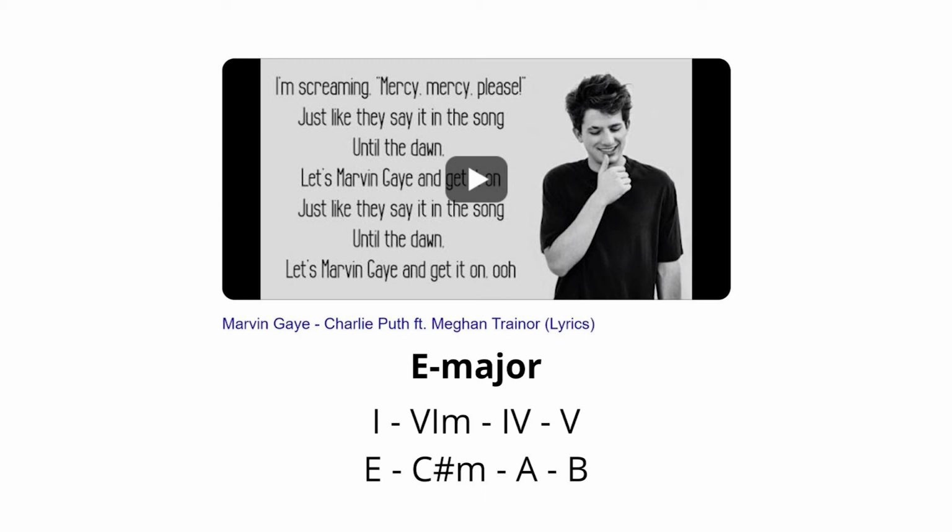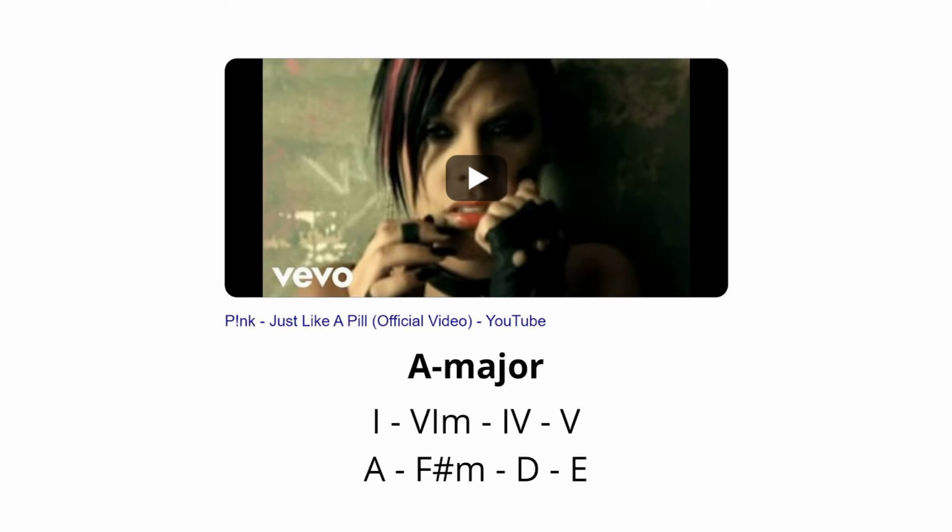They only use the doo-wop chord progression in the verse and in the chorus, but there is a different chord progression in the pre-chorus. Another example is the song Just Like a Pill by Pink. The song is in the key of A major, and they use the doo-wop chord progression in the verse and in the chorus. And just like in the previous example, the pre-chorus has a different chord progression.